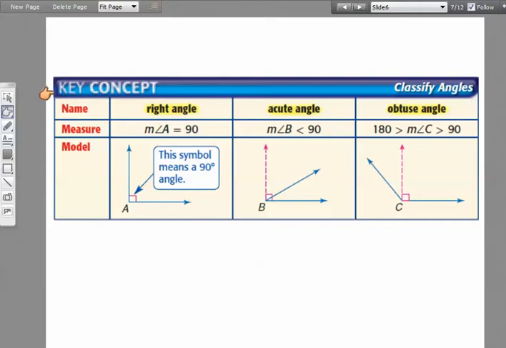let's look here at classifying angles. A lot of you are real familiar with a right angle. It's going to be measuring 90 degrees, and look how perfect it is. You're going to have two rays that are perpendicular. Okay?